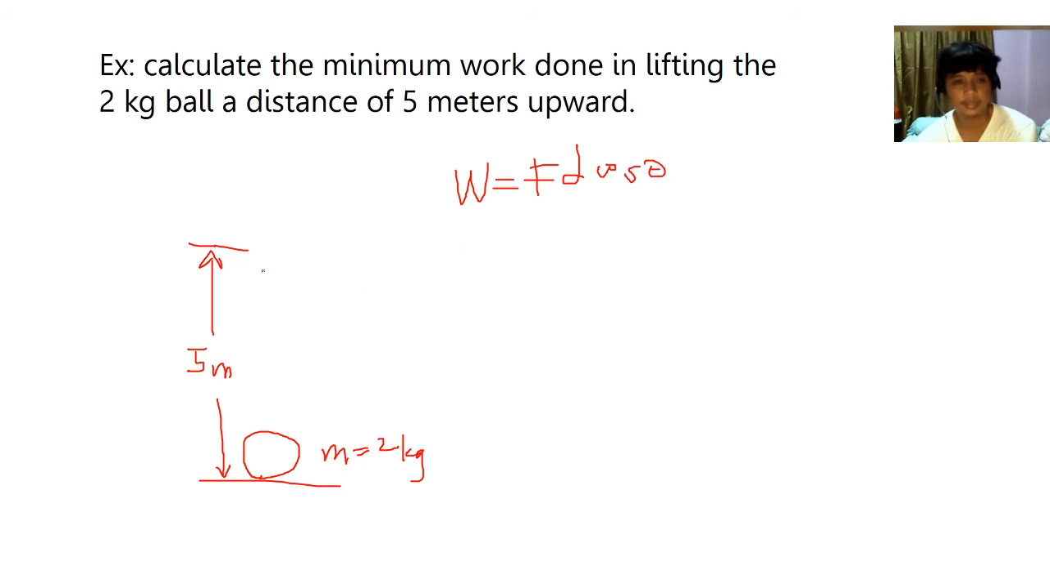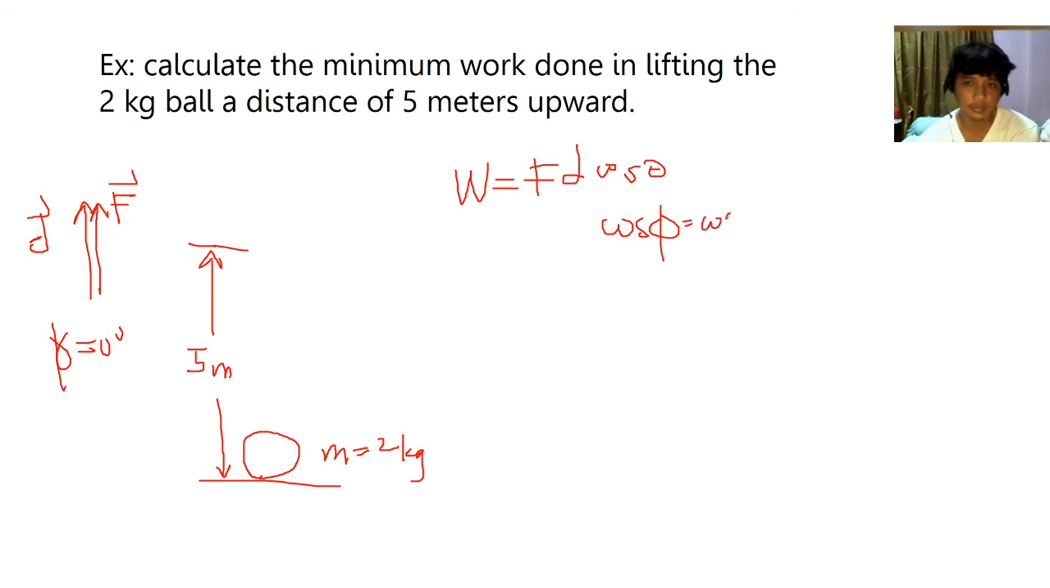What we do know is that our displacement is upwards, and we also have to apply an upward force. So that means the angle between our force and displacement has to be 0 degrees. And so cosine phi becomes cosine 0, or 1. If you check your calculator, make sure it is in degrees. Cosine 0 is equal to 1. So the formula simplifies to F times D. We know the magnitude of our displacement is 5, but what value of force do we need?